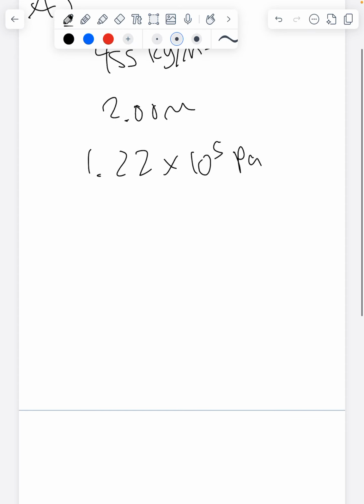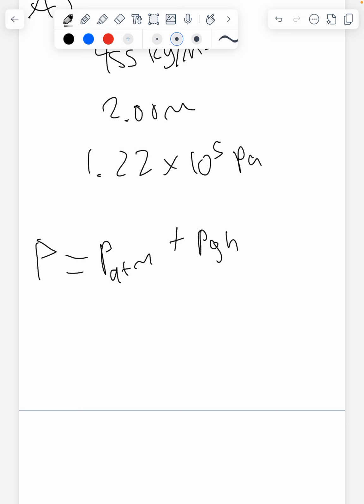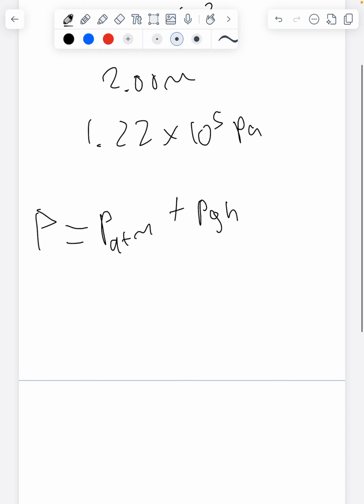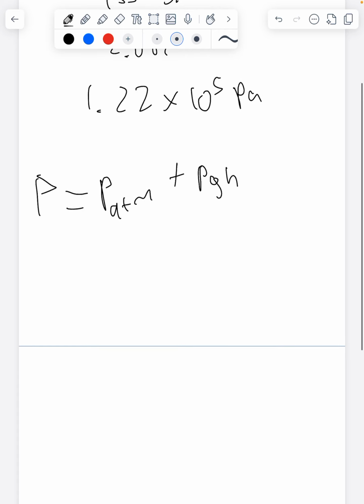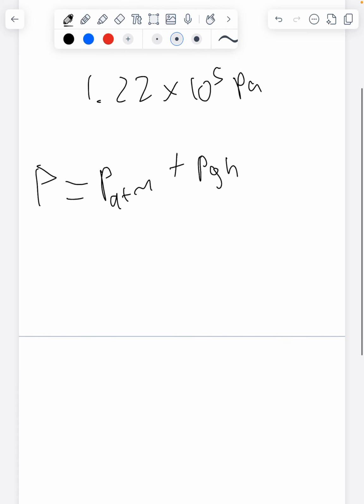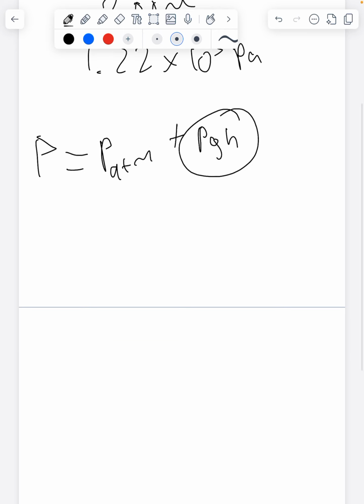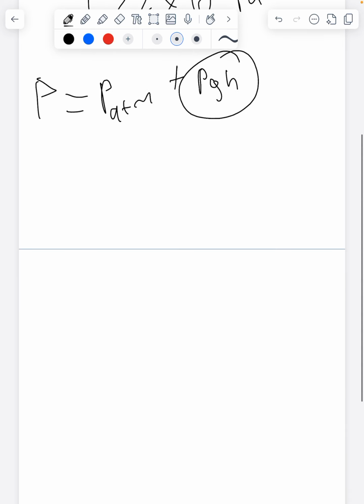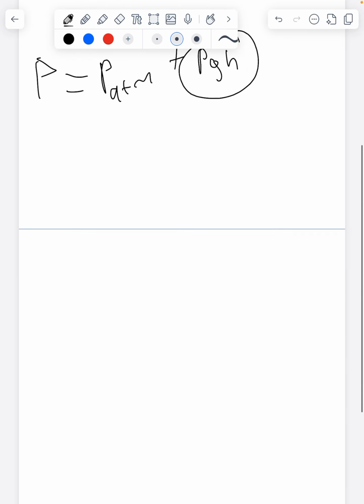The equation for this is P equals P_atm plus ρgh. Here ρ is the Greek symbol rho, P_atm is the pressure of the air above the fluid, and ρgh is the pressure due to the fluid column, and this will give you the absolute pressure at the tank's bottom. Now we know this, we're just going to substitute the values that they gave us.